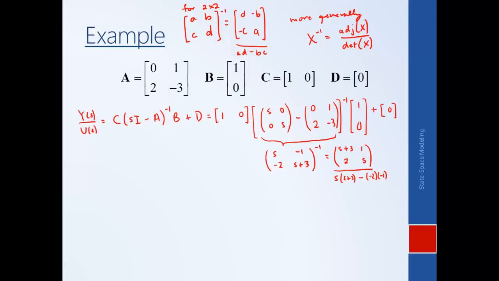Okay. Then we multiply out. I'll go ahead and take this denominator out front. If I distribute this, I have s squared plus 3s, and then subtracting a +2. And then I'm left with the C matrix multiplying this matrix multiplying the B matrix.